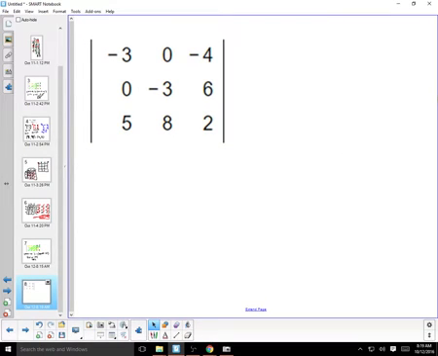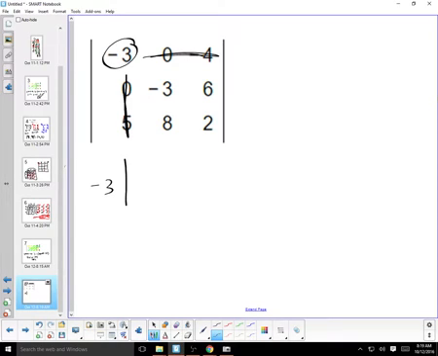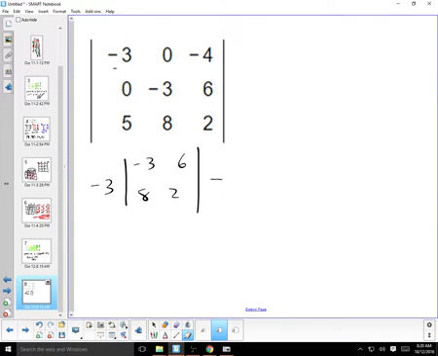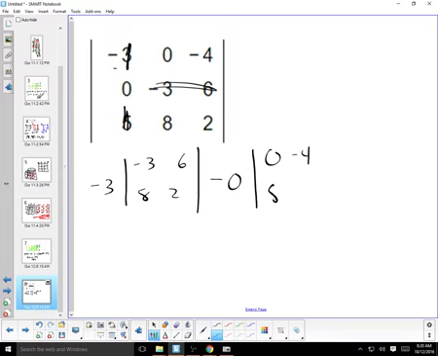We're going to start with that -3 here. And what we're going to do is multiply that -3. Let me highlight this so you can see what I'm doing. I'm going to eliminate the rest of that row and the rest of that column. And that's going to give me a small matrix there: -3, 8, 6, 2, correct? And then I'm going to subtract from that the next minor. So it's going to be 0 times, if I eliminate the rest of this row and the rest of this column, I've got 0, -4, 8, 2, correct? Okay, and then I'm going to add to that the last one.